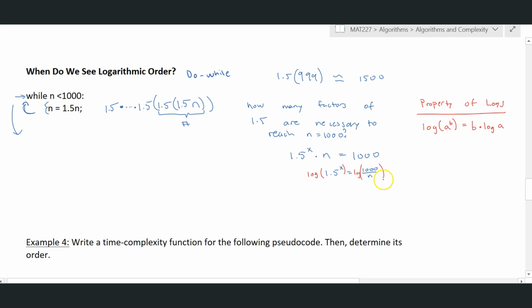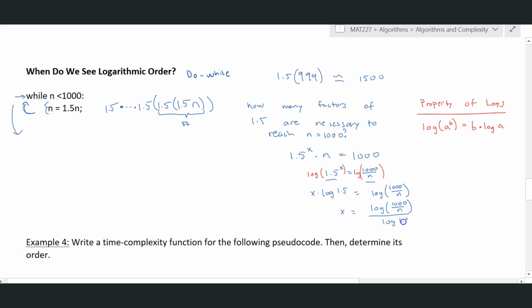1.5 to the x is equal to 1,000 over n, so the log of 1.5 to the x must be equal to the log of 1,000 over n, because these two quantities are the same. So the log of one must be the same as the log of the other. Okay, well that gives us x times the log of 1.5 equals the log of 1,000 over n. And now solving for x, that's just a matter of taking log of 1,000 over n divided by log of 1.5.